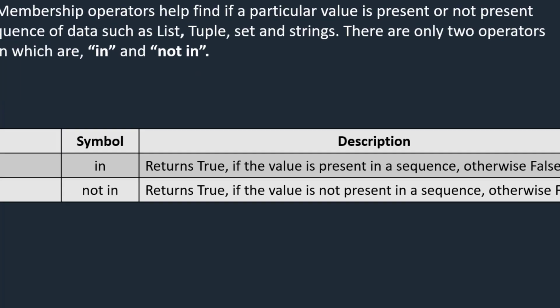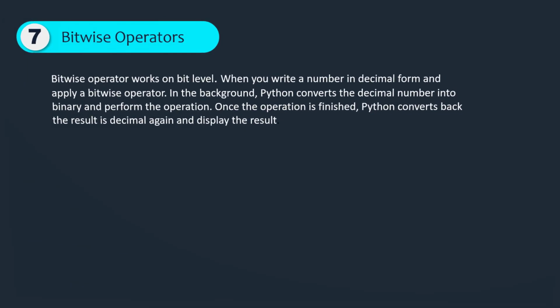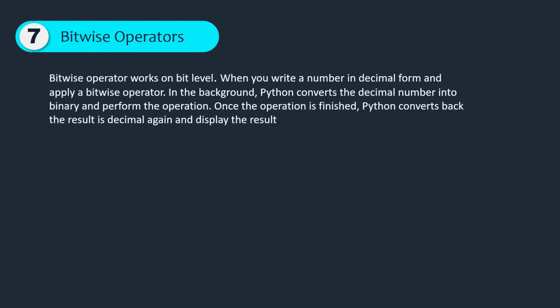I hope you understand, and you will discover more as we progress through this course. Moving ahead to the last operator, which is the bitwise operator. The bitwise operator works on the bit level, as the name suggests. It converts the numbers into bits and then works on the bit level, and the result is displayed again in decimal values.